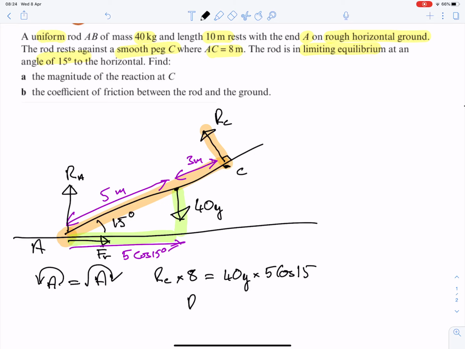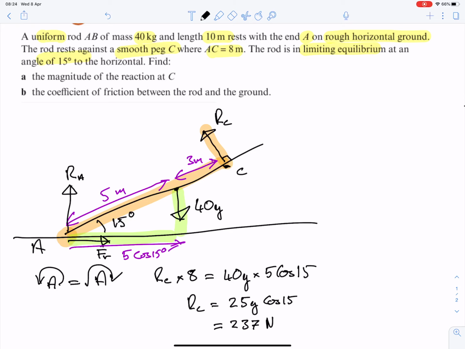So RC straight away, divide down by the 8, so 40 over 8 is 5, 5 times 5 is 25G cos of 15. So cos of 15 is pretty big, so we're going to be somewhere over 200 probably. Let's tap that in the calculator, and RC is going to come out to be 237 newtons to the nearest whole number.